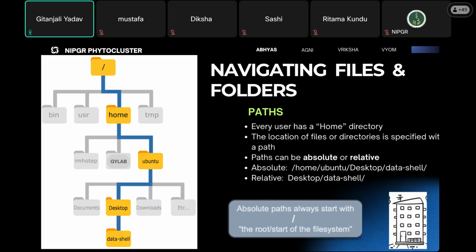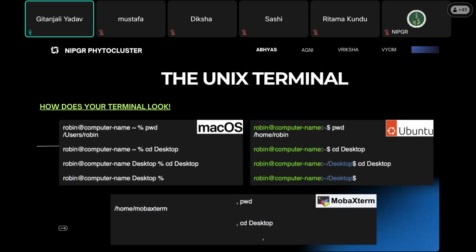Okay. So we go there. Now the question arises, okay, now you know the path. How do you go there? If you want to go somewhere from somewhere, you have to know how to navigate. And this navigation has certain commands which are very, very important. So let us first see how your terminal looks.